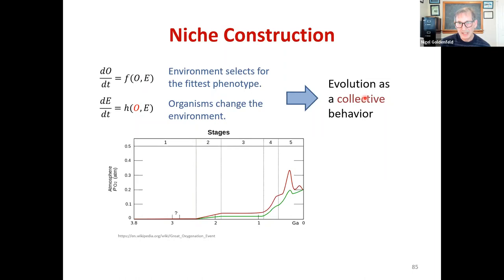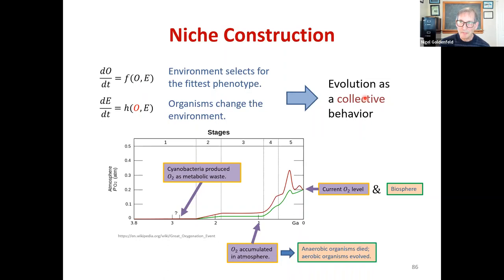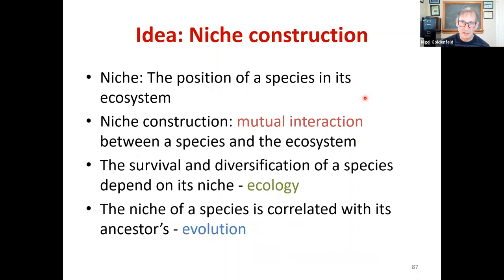There's no better example of this than the fact that all of us are breathing oxygen. Oxygen was a metabolic waste produced by cyanobacteria in the great oxygenation event 2.6 billion years or so ago, which completely wiped out some of the organisms on the planet, most of them, but created a new biochemical niche for others, including us. So I'm going to try to quantify niche construction in the following way.